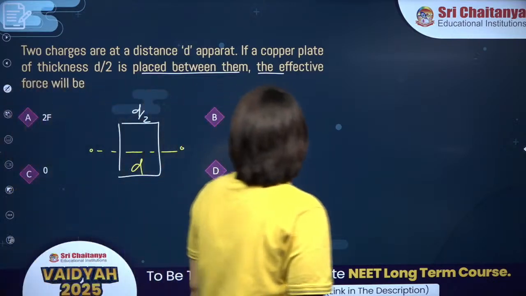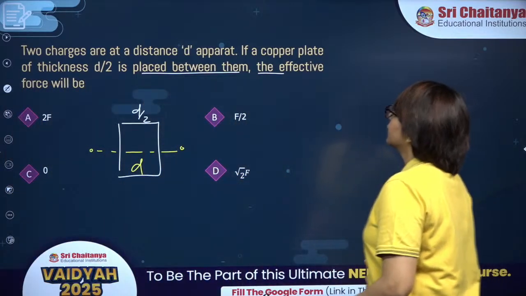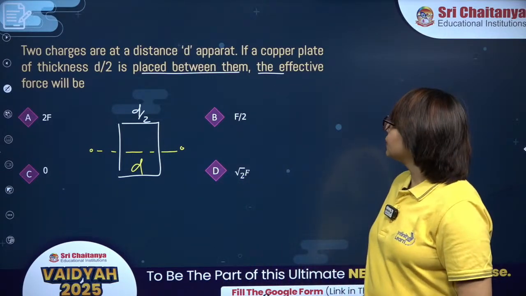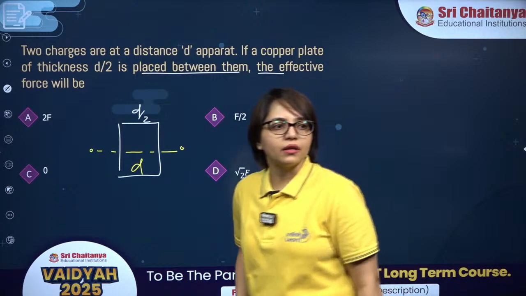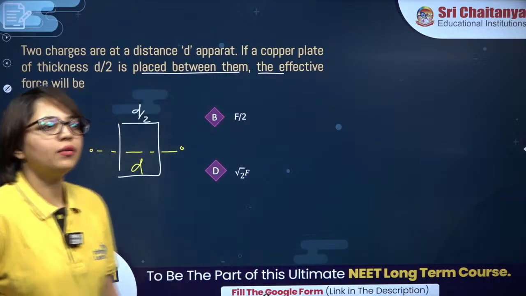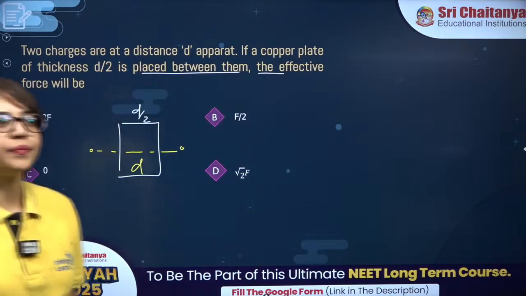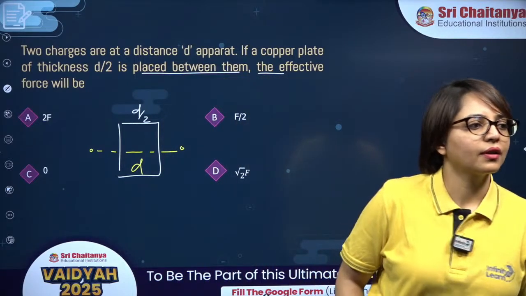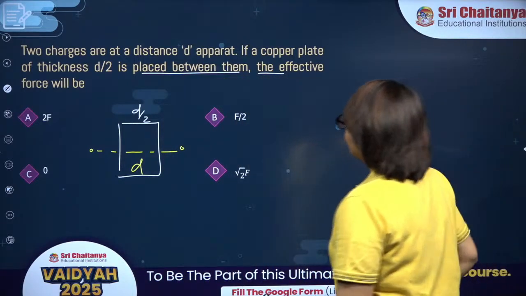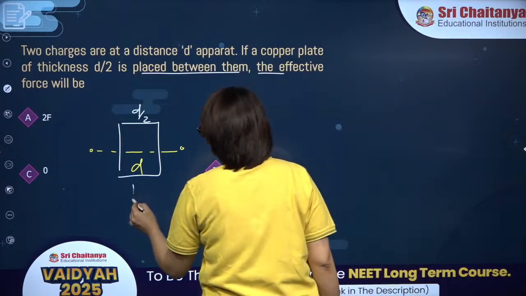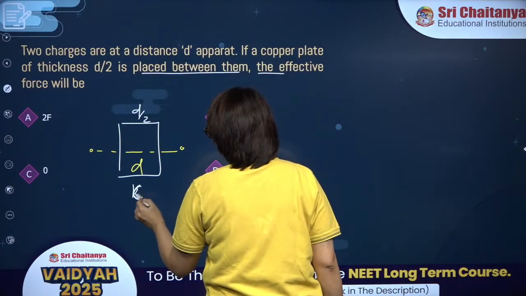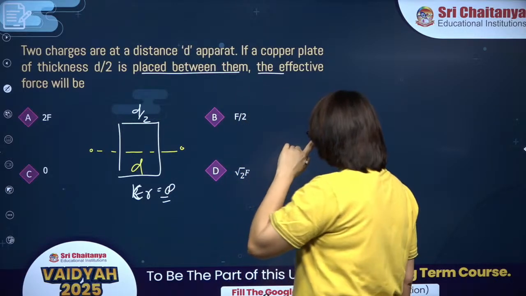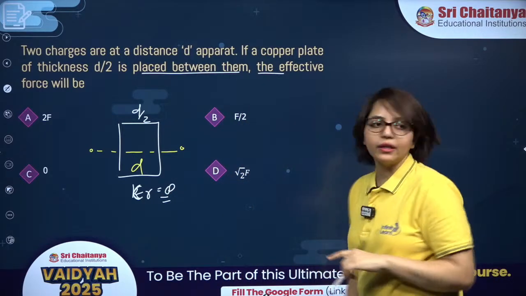Two charges are at a distance d apart. If a copper plate of thickness d by 2 is placed between them, the effective force will be. Option C, well done, well done. Anyone else? Anyone else? We have the relative permittivity of conductor is infinite, right?